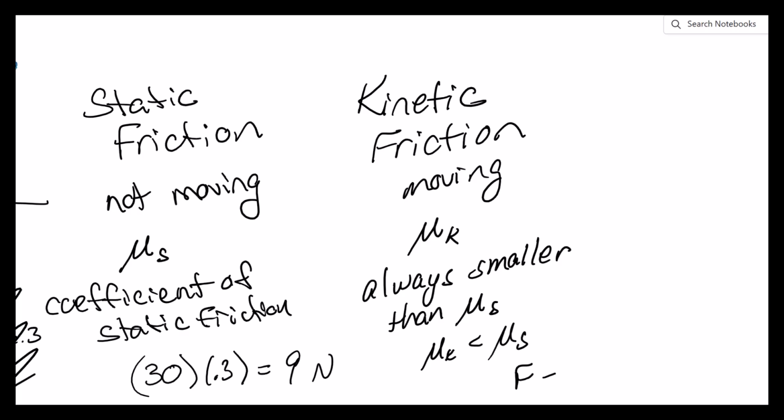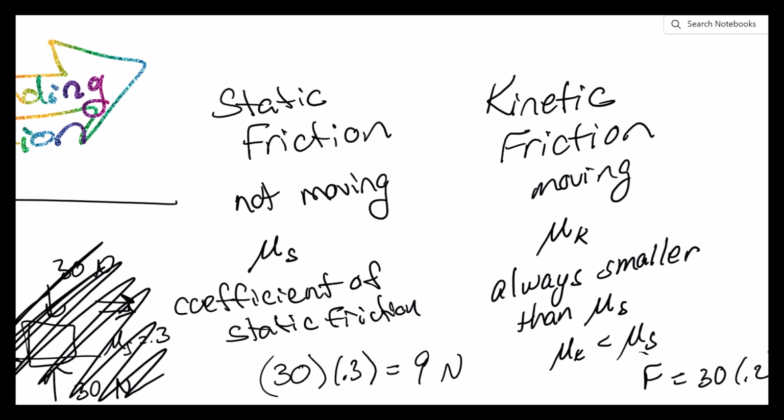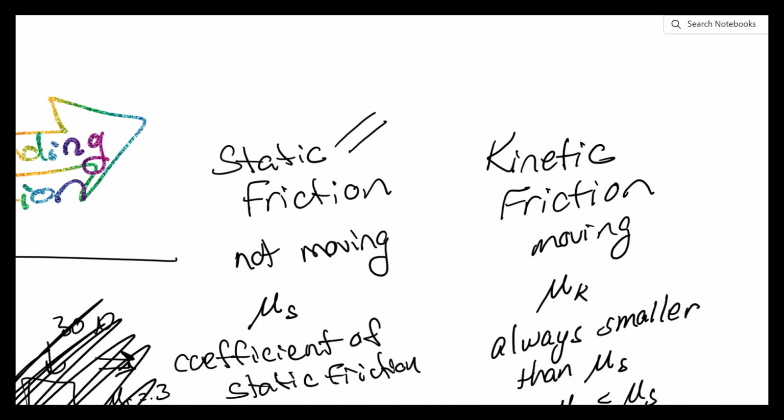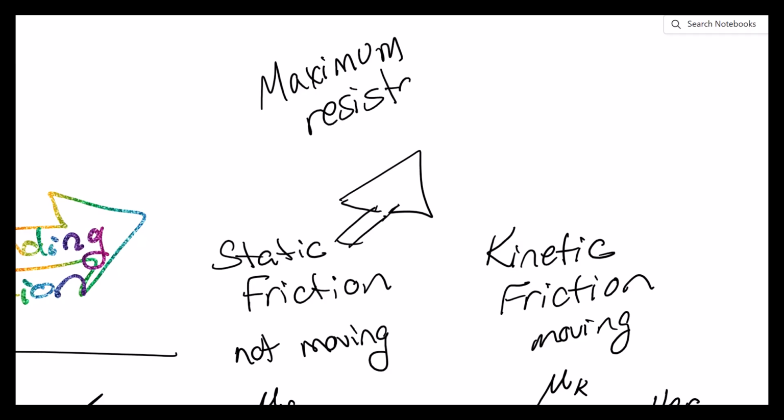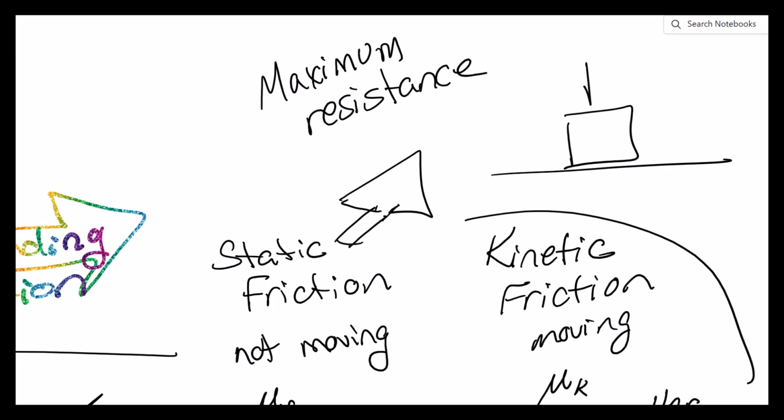The force of friction is 30, say, times 0.2 or something like that. Something really important that I never understood with static friction as an undergrad, or just in general for a long time, is that this is actually the maximum resistance. The picture I drew was terrible, because if you have a box sitting here, there's no friction at all. It's not going anywhere, so there's no friction. The only time that you would get friction is if I started pulling on it.